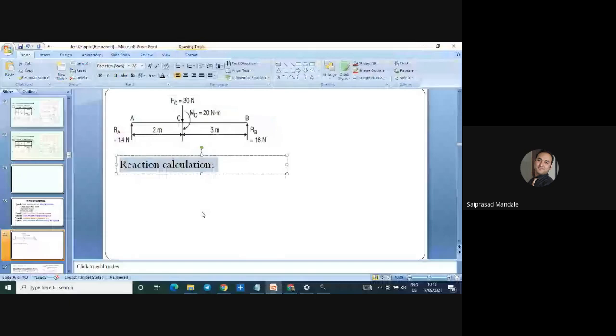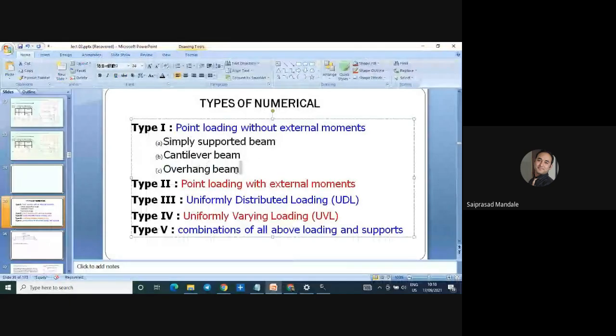We are level up now. We have solved all these three types, and the assignment for inter. This is again simply supported on C, and we have to calculate.